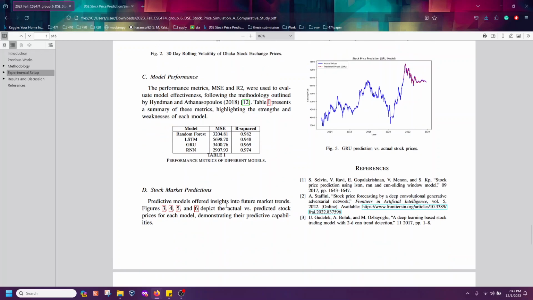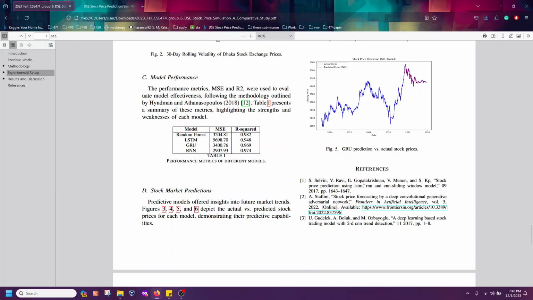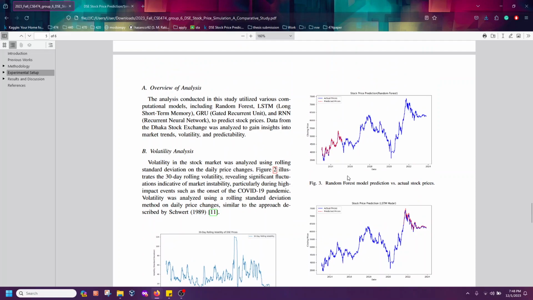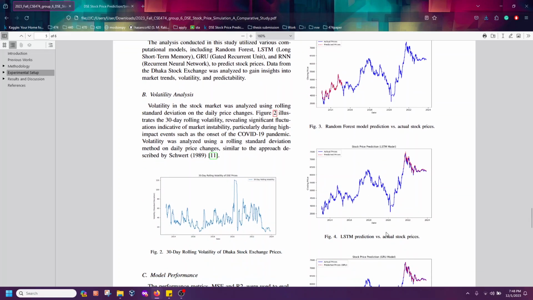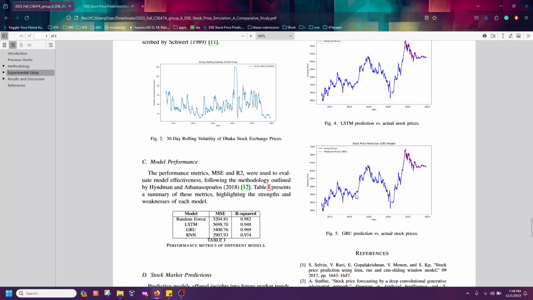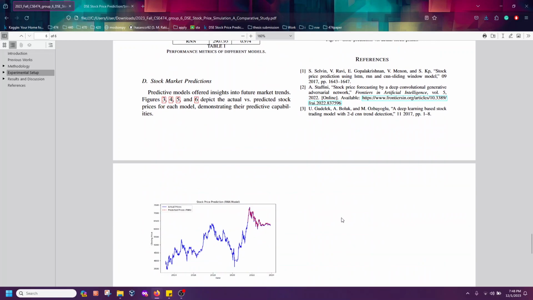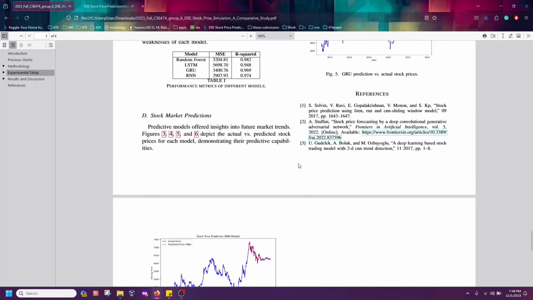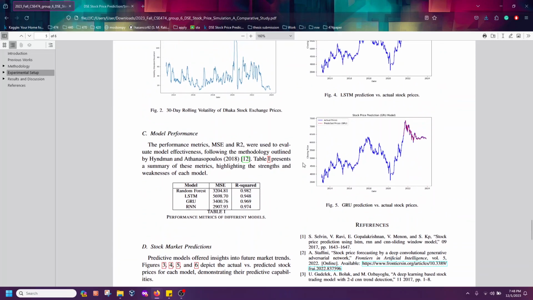Then in real life prediction, predictive models offered insight into future market trends. These figures describe our actual versus predicted stock price for each model, demonstrating their predictive capabilities. So we can see the random forest model prediction, the LSTM prediction, the GRU prediction, and here we can see the RNN prediction. That's all for our result analysis.